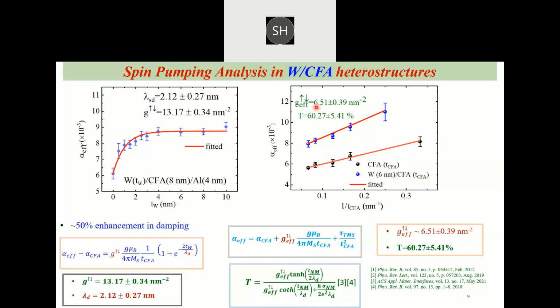And fitting this variation with this model, we have calculated the effective spin mixing conductance, which is found to be 6.51 nanometer to the minus 2. And using the value of this, we have also calculated the transparency of the concerned interface, which is found to be almost 60%, which is larger than the previous reports.